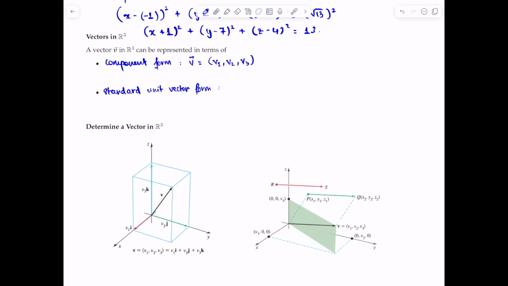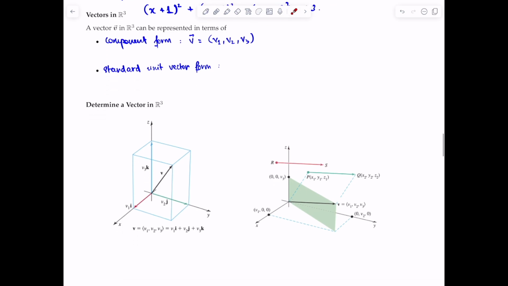We have seen standard unit vector forms in the last lecture, when we talked about the standard unit vector i hat for the x-axis and the standard unit vector j hat for the y-axis. In three-dimensional space, we need a third standard unit vector for the z direction, and we're going to denote that as k hat. As you can see over here, you have the vector v in the component form of v1, v2, and v3, and that can be written in terms of the standard unit vectors as v1 times i.